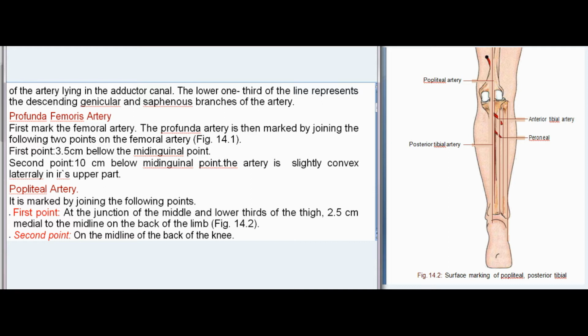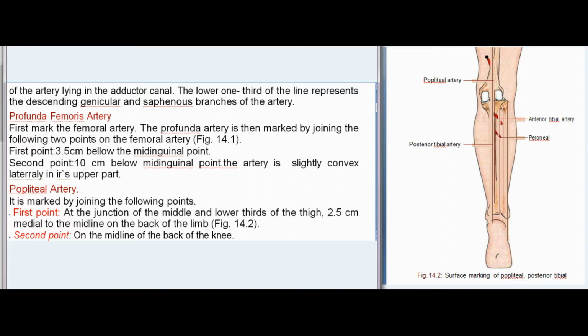Profunda femoris artery. First mark the femoral artery. The profunda artery is then marked by joining the following 2 points on the femoral artery, Fig 14.1. First point, 3.5 cm below the midinguinal point. Second point, 10 cm below the midinguinal point. The artery is slightly convex laterally in its upper part.